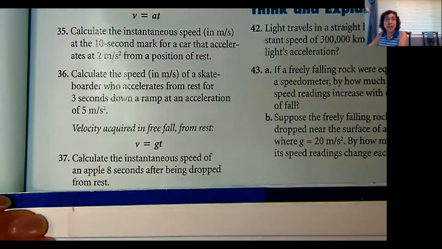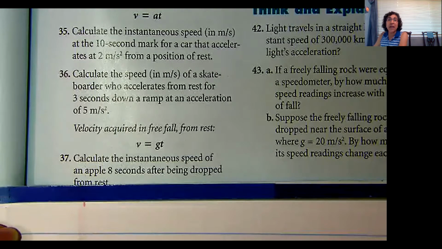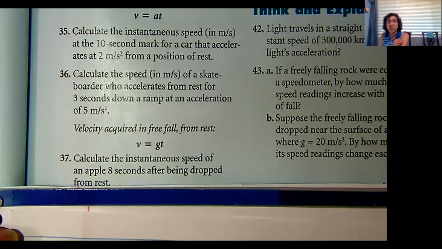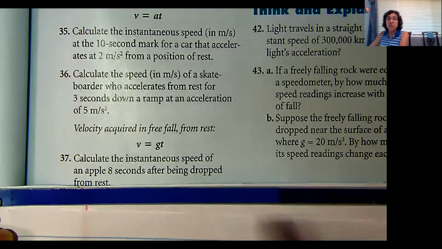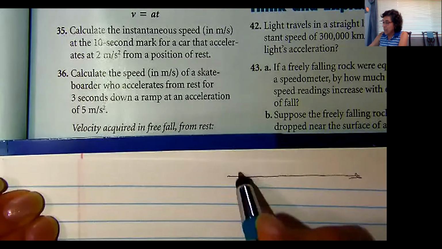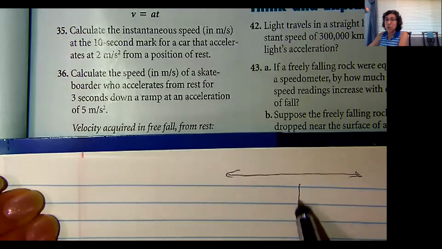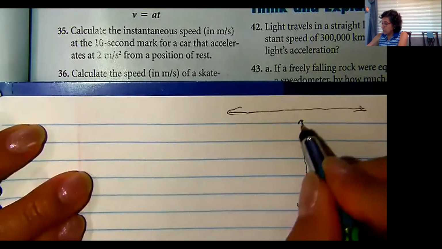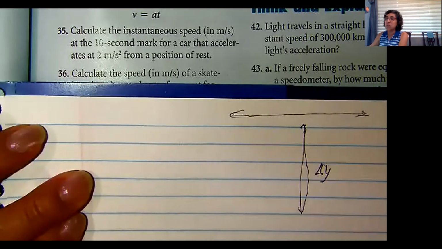Calculate the instantaneous speed of an apple 8 seconds after being dropped from rest. Okay, so we got the same thing going. The difference is now it's being dropped. Before we were doing one-dimensional motion side to side, but now we're going to be going vertically. Now, what's different about vertically? This is in the Y direction.